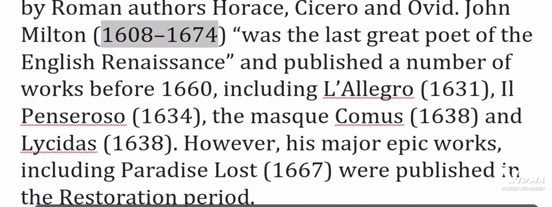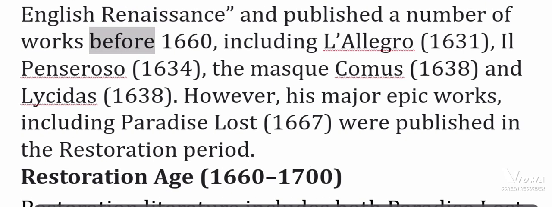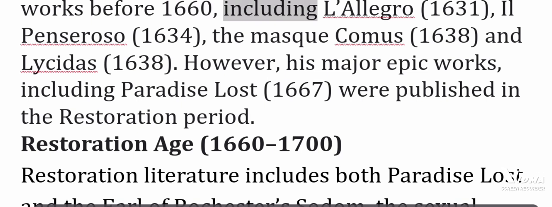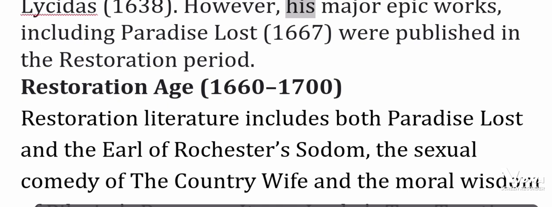John Milton, 1608 to 1674, was the last great poet of the English Renaissance and published a number of works before 1660, including L'Allegro, 1631, Il Penseroso, 1634, The Masque Comus, 1638, and Lycidas, 1638. However, his major epic works, including Paradise Lost, 1667, were published in the Restoration period.